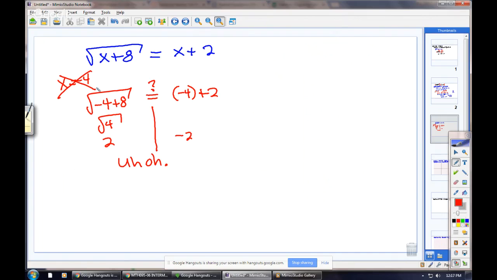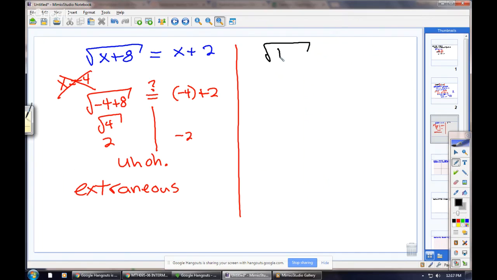Sometimes when you solve these kinds of equations, you get extraneous solutions, meaning they don't work in the original, but they might work in some intermediate step. All right, so I also need to check x equals 1. 1 plus 8 there, does that really equal 1 plus 2? That's the square root of 9, which is 3, and 1 plus 2 is definitely 3. Okay, so that one checks.